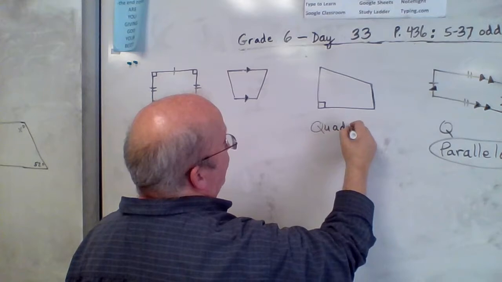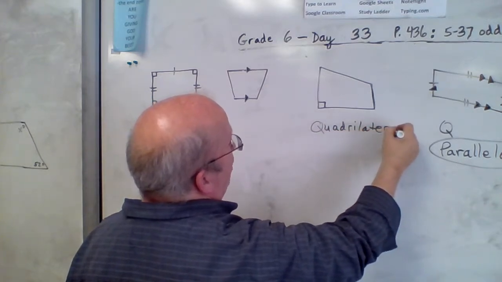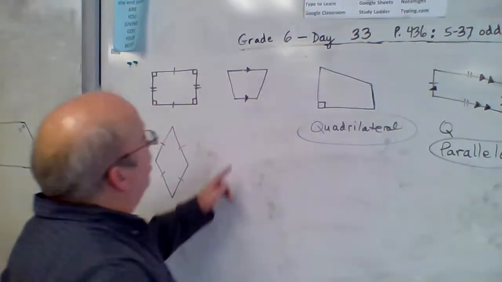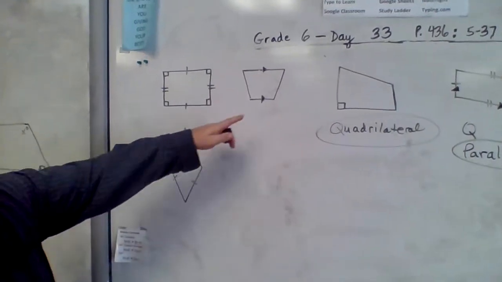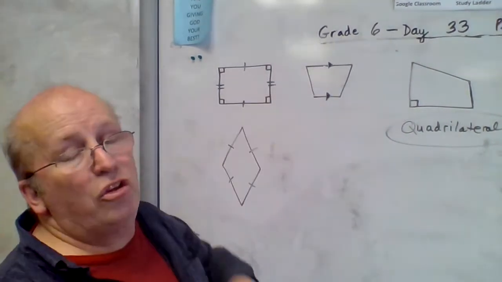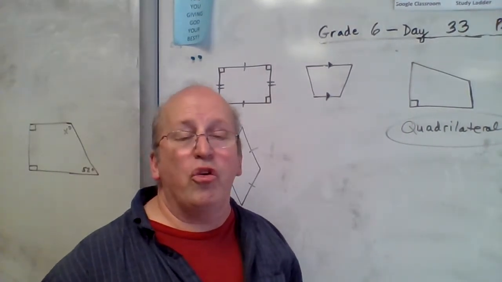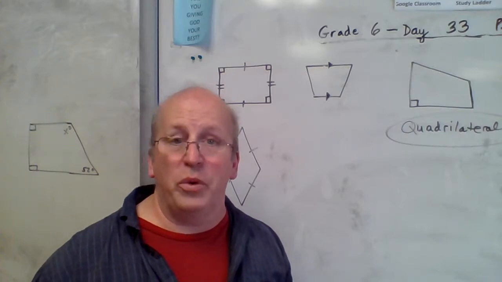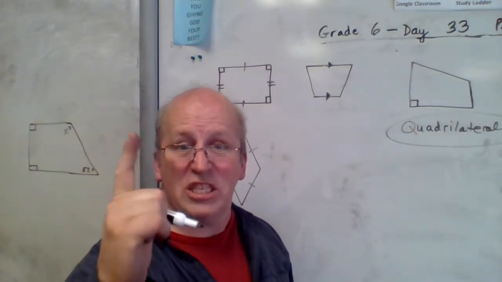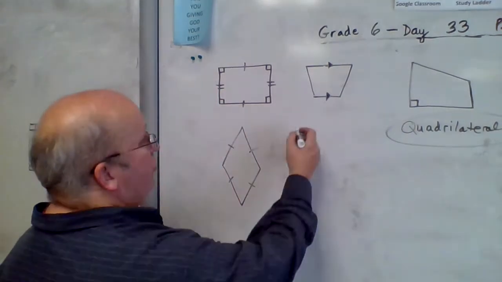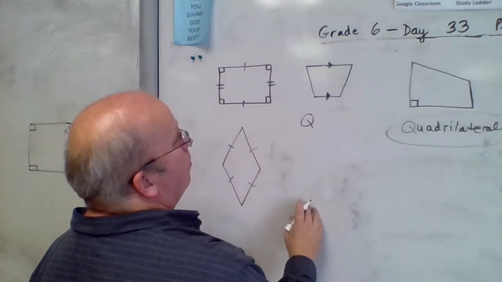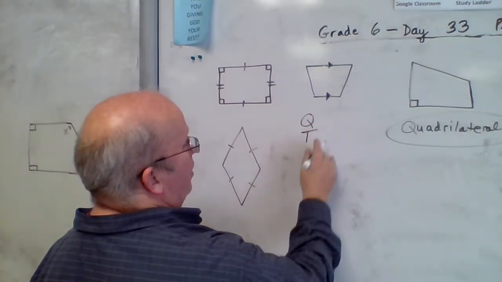So the best name for this one is a quadrilateral. How about this one right here? Those two arrow thingies tell you that those two sides are parallel to each other. Notice we have just one set of parallel sides. Is this a quadrilateral? Yep. Is it a trapezoid? Yep.